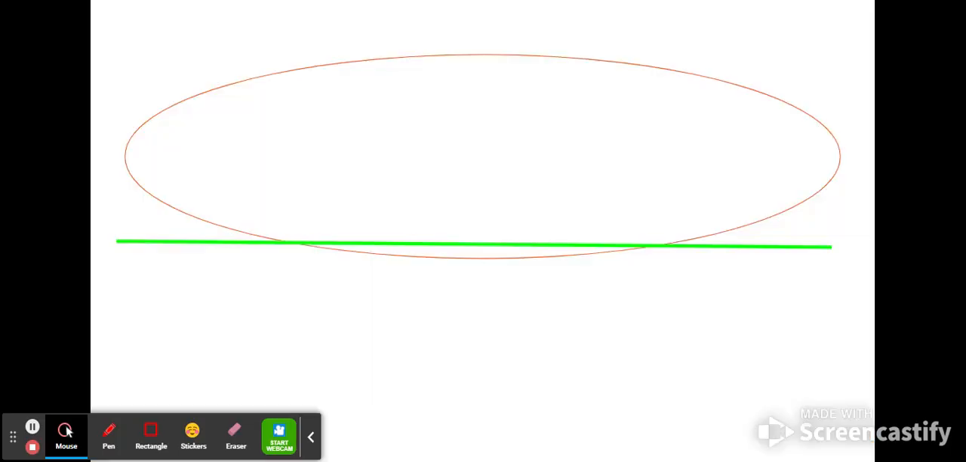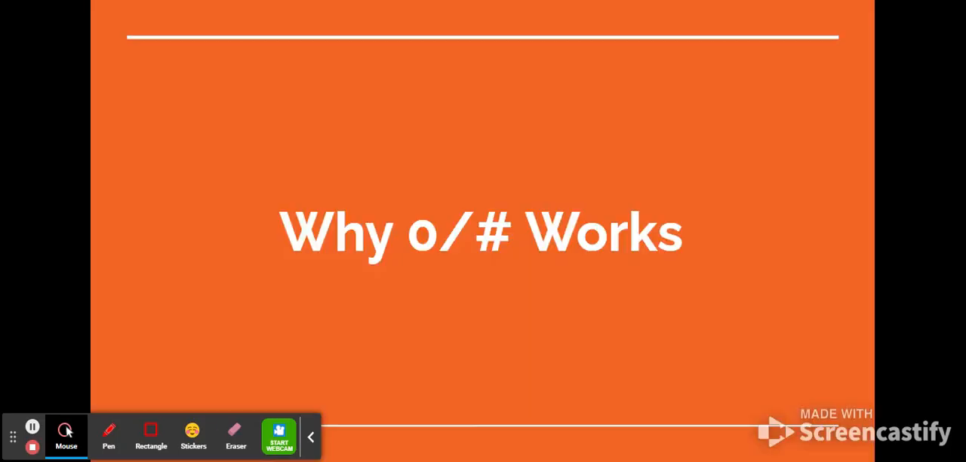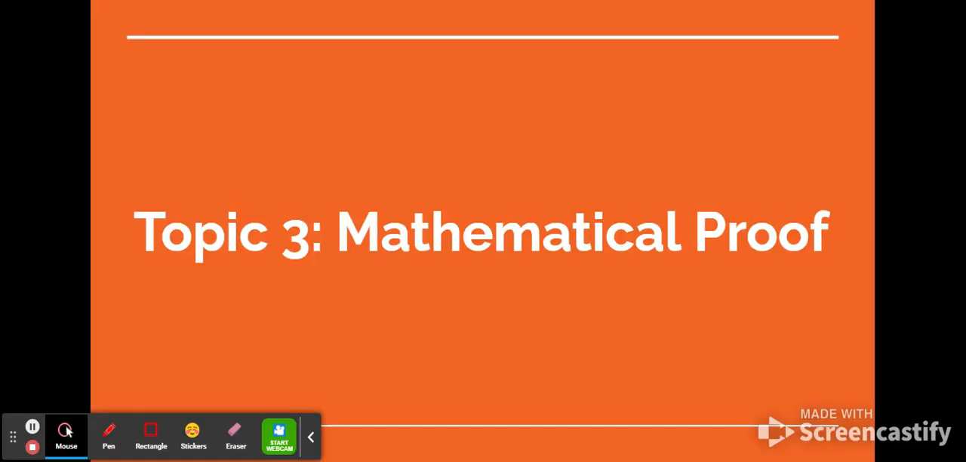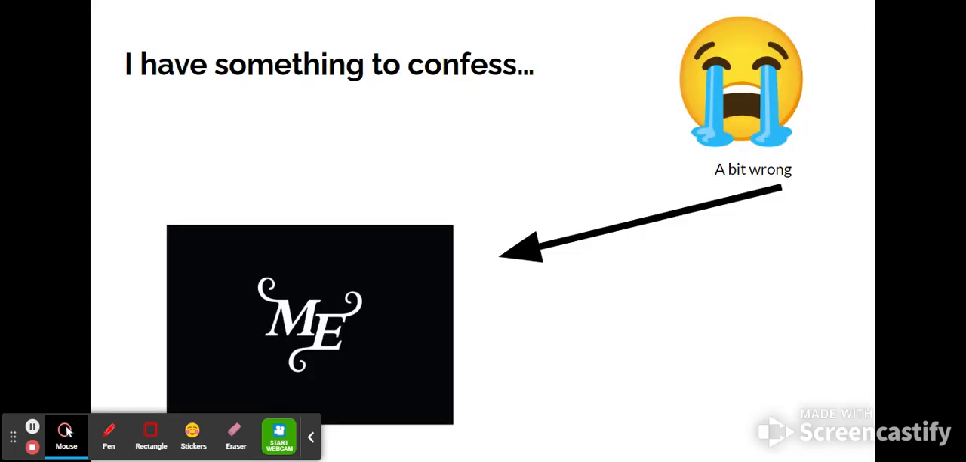So, once we're done with topic 2, I'm not even going to bother going all the way back there. We have our mathematical proofs, and this will also prove that 0 divided by 0 makes no sense. First off, I do have something to confess.